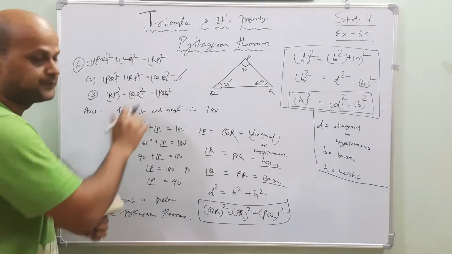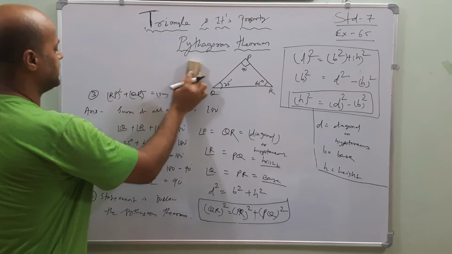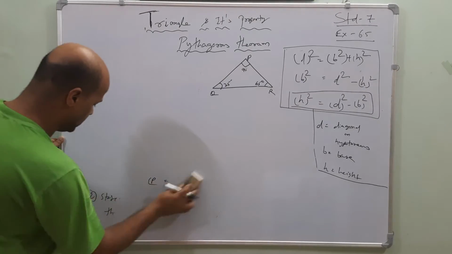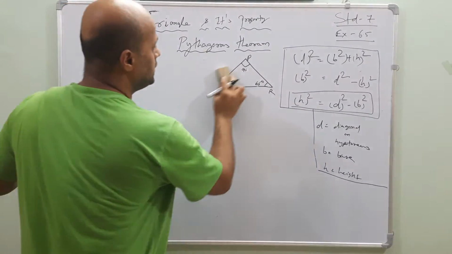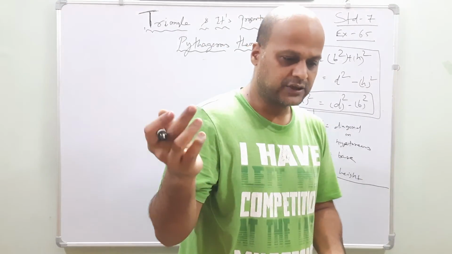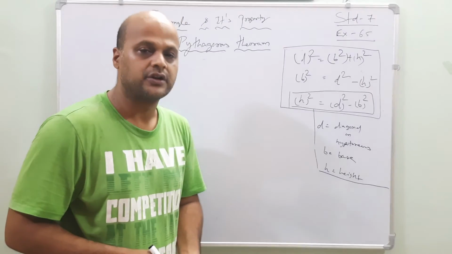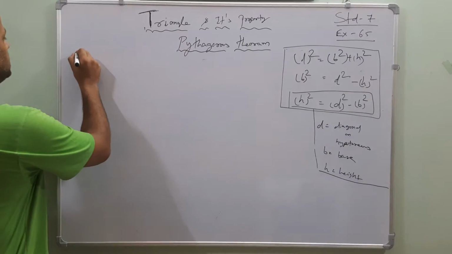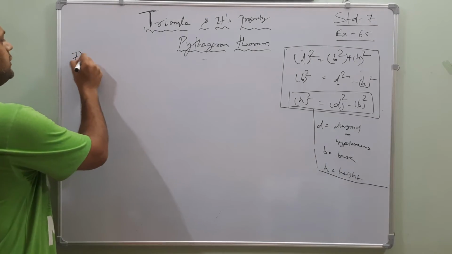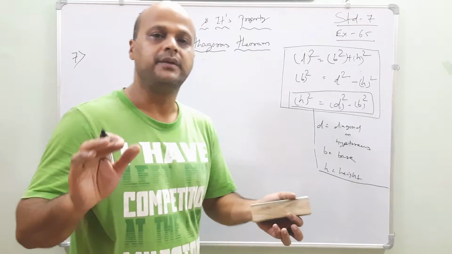Shall I erase this one? Okay, let's go for the next one. What is the next one saying? The next one is saying that we have to find the perimeter of a rectangle. What is that, the sixth one or the seventh one? Yeah, the seventh one is saying find the perimeter of a rectangle.